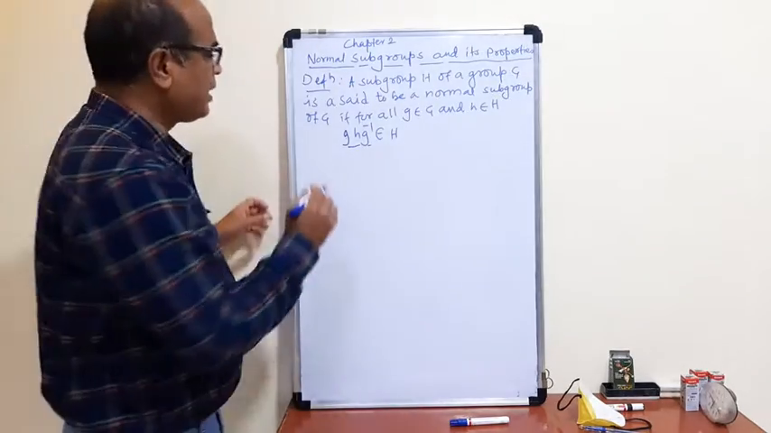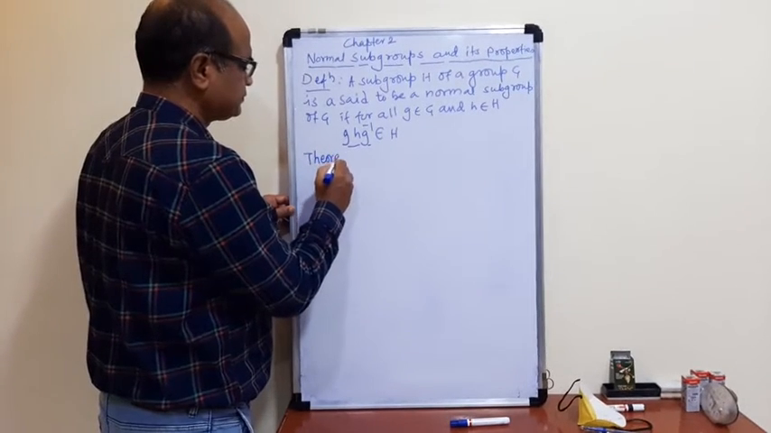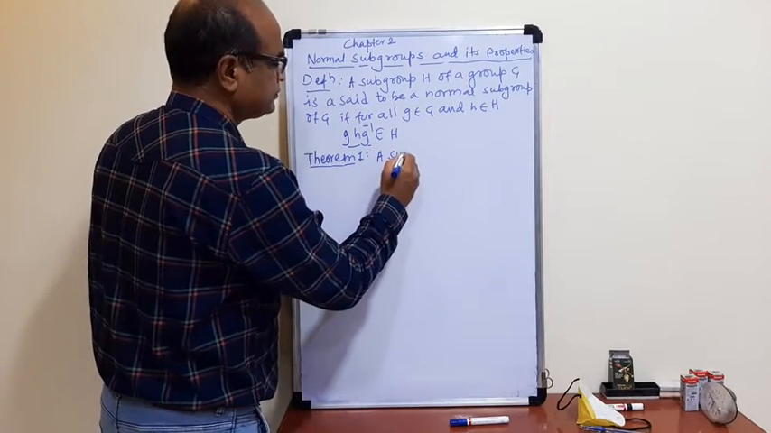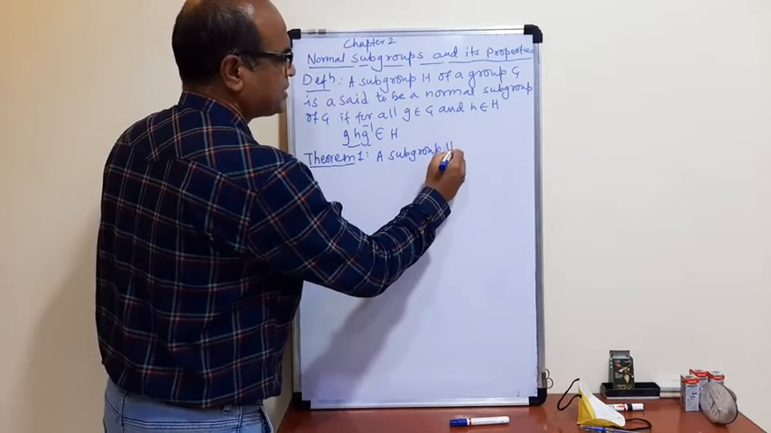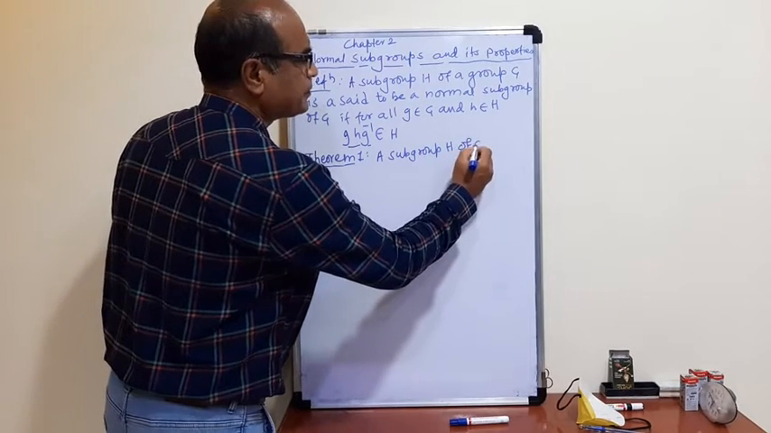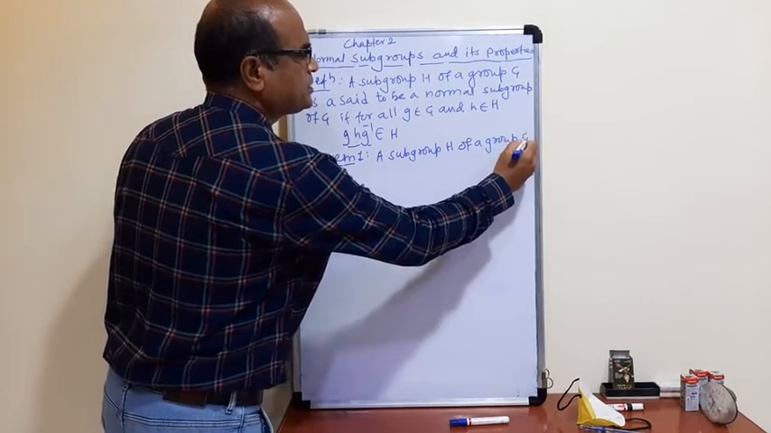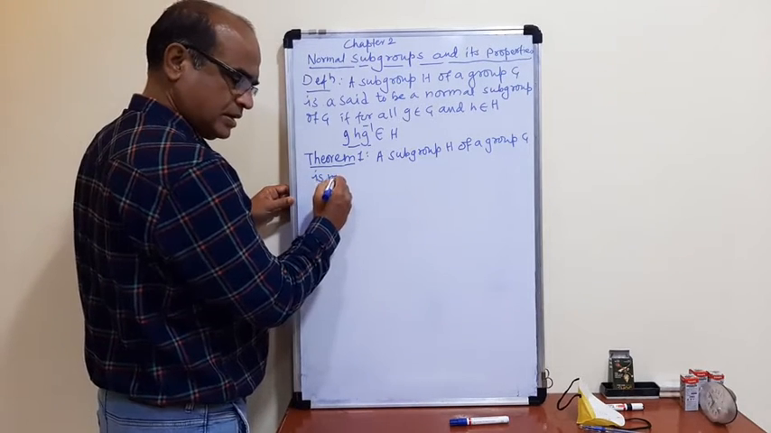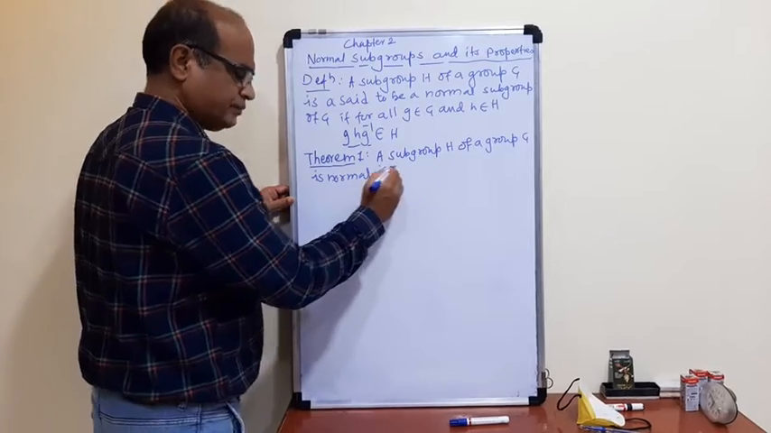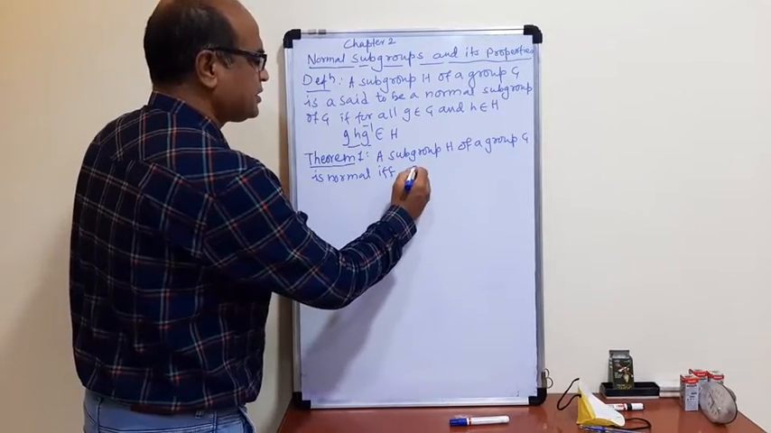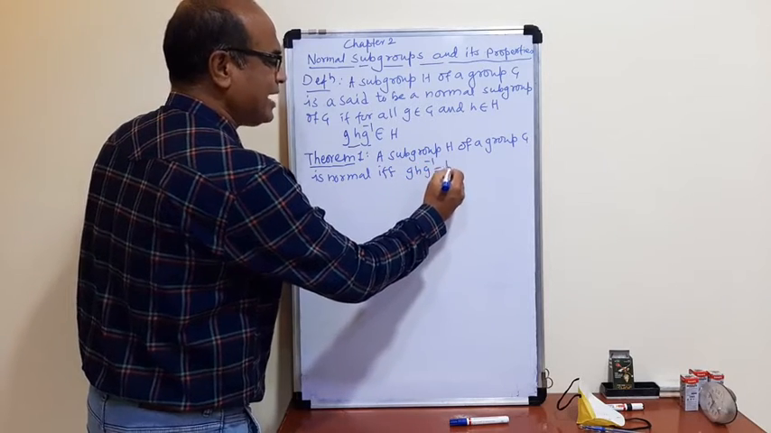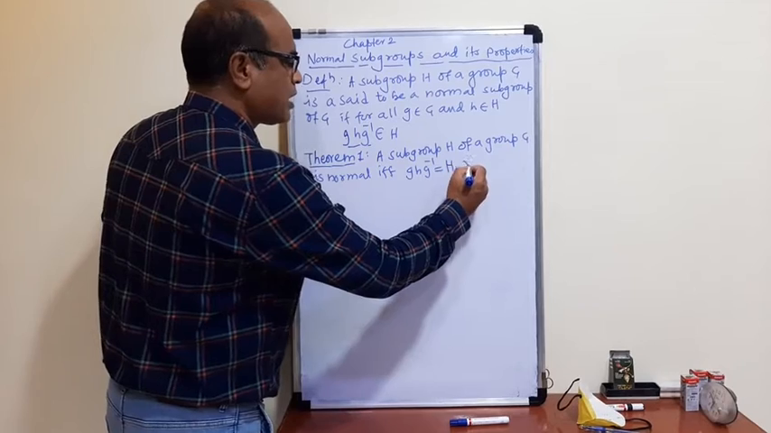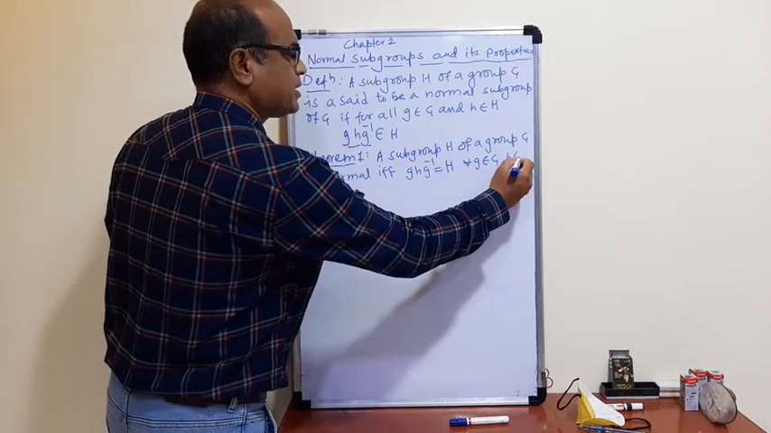Then Theorem 1. What is the theorem? A subgroup H of a group G is normal if and only if g H g inverse is equal to H, exactly H, for all g belonging to G.